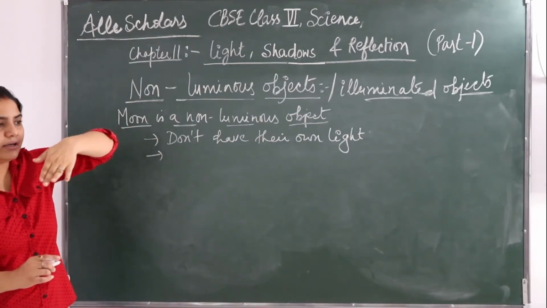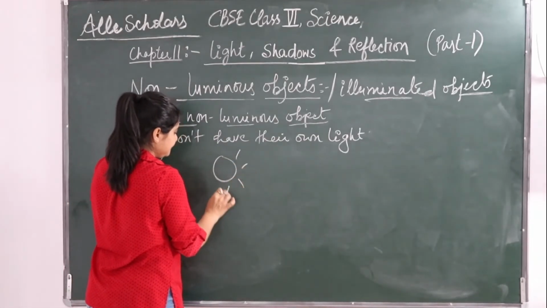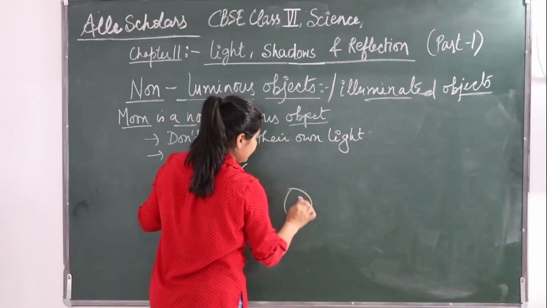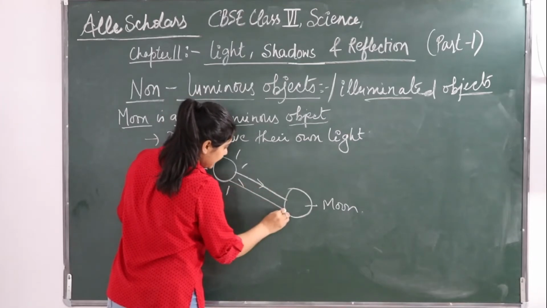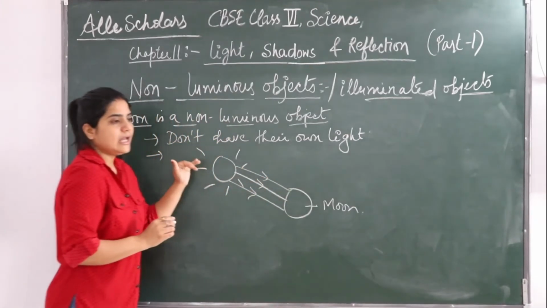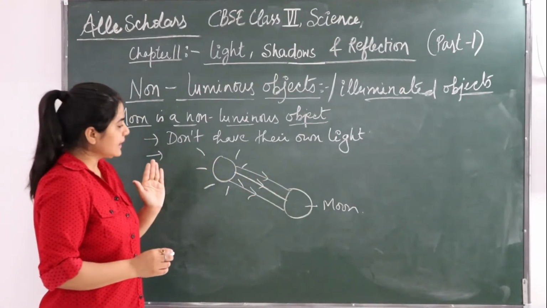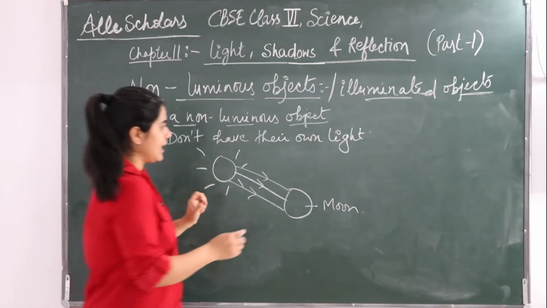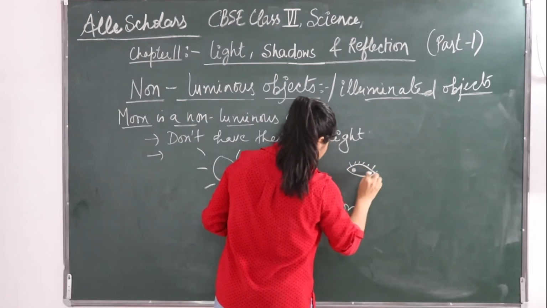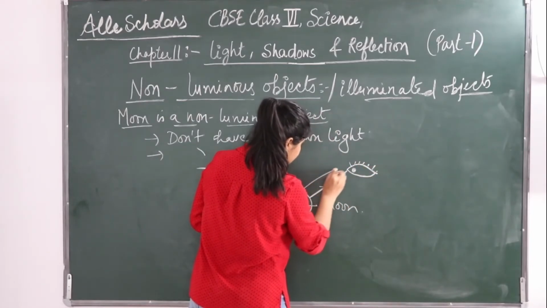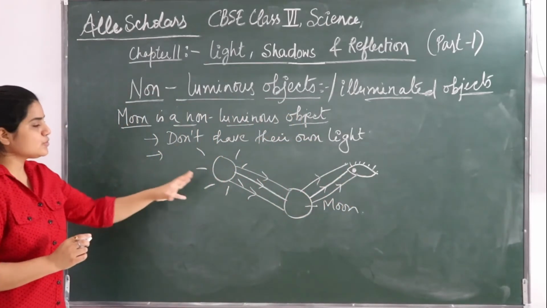So what is going to happen? Sunlight falls on the moon. Suppose this is the sun and this is the moon. This sunlight is falling on the moon, and it gets reflected back into our eyes. This is our eye. So this gets reflected back into our eye and we are able to see the moon.